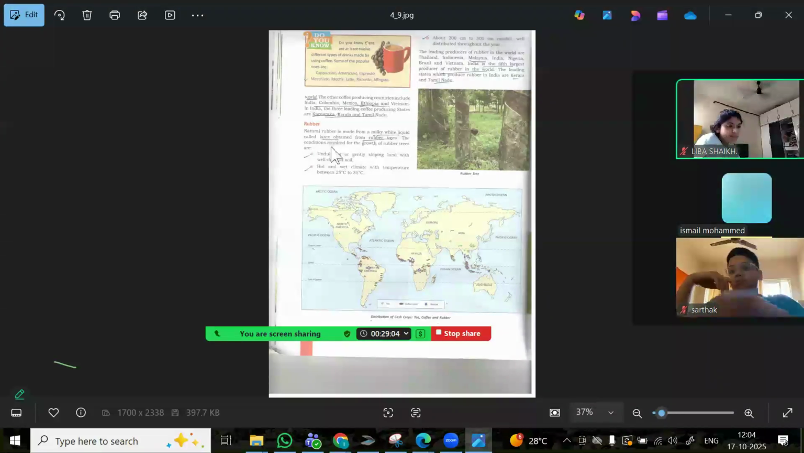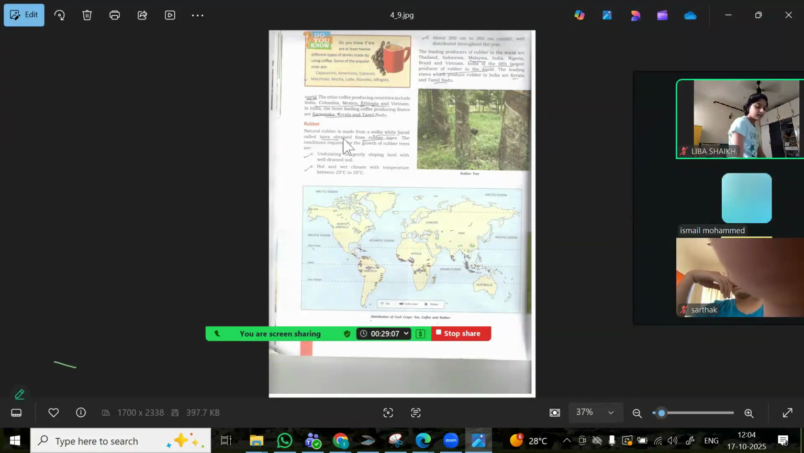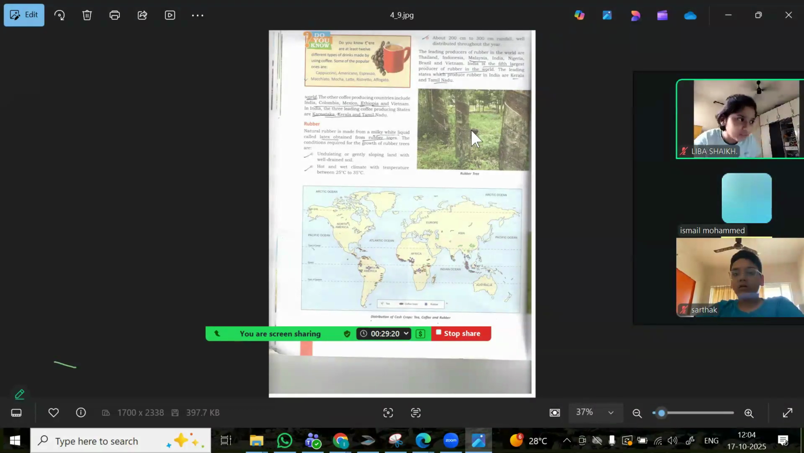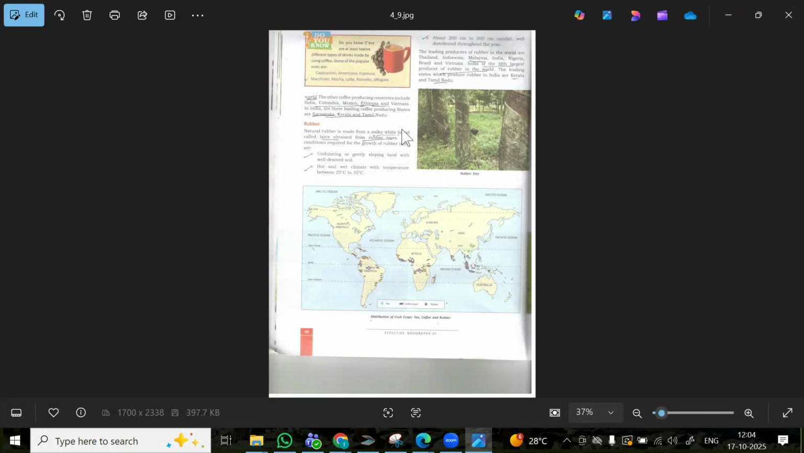Okay. Then you have rubber. Rubber, as I told, is a natural rubber made from a milky white liquid. As you can see here, this is a rubber plant. They make a hole and put a pot or vessel there. A milky white liquid comes from this plant, and they collect it. That liquid is called latex, obtained from rubber trees. The conditions are undulating, gently sloping land with well drained soil, 25 to 35 degrees centigrade temperature, and 200 to 300 centimeters rainfall.